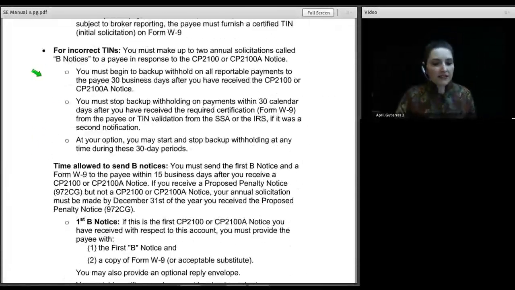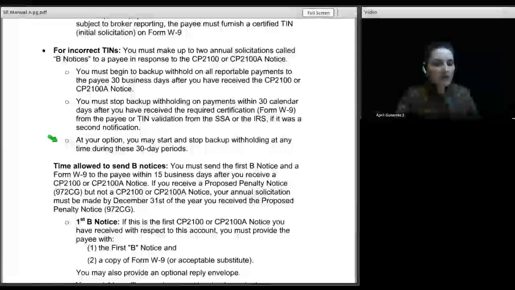For incorrect TINs, you must make up to 2 annual solicitations called B notices to a payee in response to the CP 2100 notices. You must begin to backup withhold on all reportable payments to the payee 30 business days after you receive the CP 2100 notice. You must stop backup withholding on payments within 30 calendar days after you receive the required certification, Form W-9, from the payee, or TIN validation from the Social Security Administration or the IRS if it was a second notification. At your option, you may start and stop backup withholding at any time during these 30-day periods.